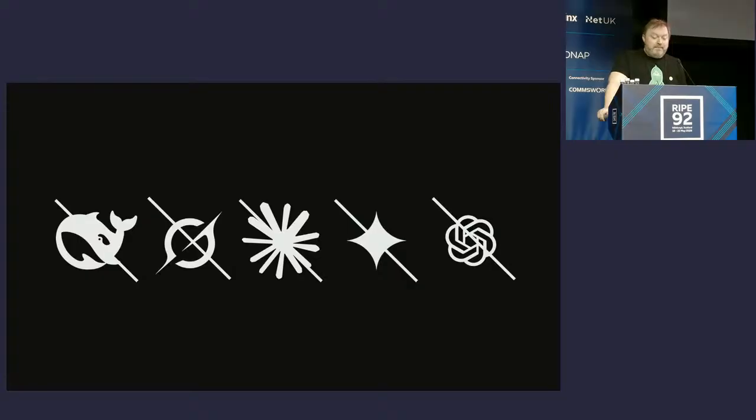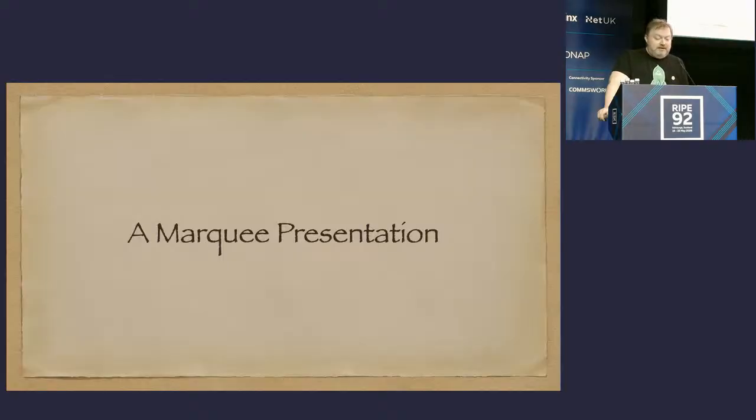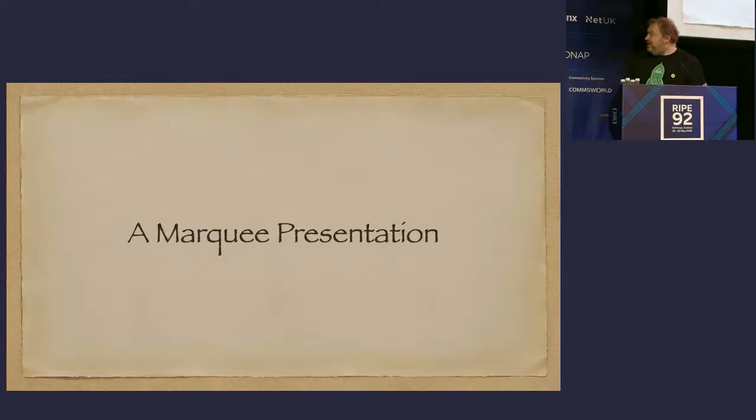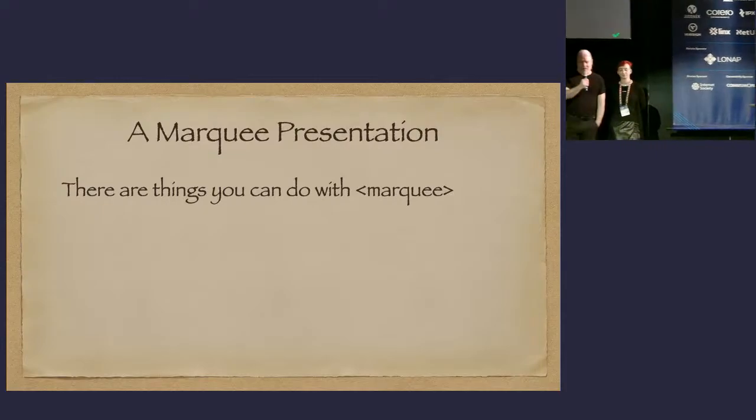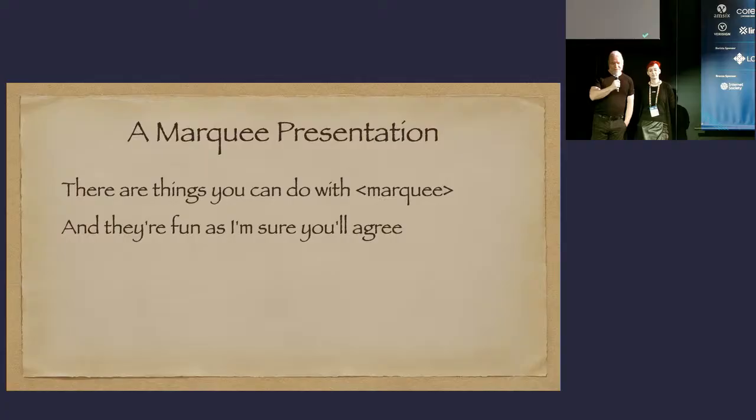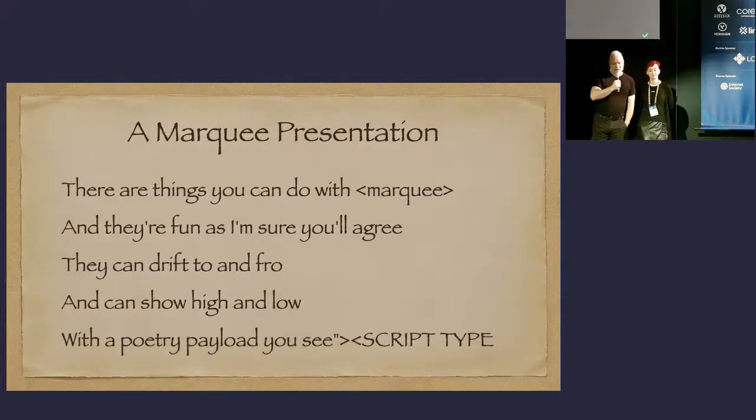Fine. Okay. Well, where to start? Let's start at the start of the meeting, shall we? A marquee presentation. Who wants to do this one? Jan, you want to do this one? A marquee presentation. There are things you can do with marquee, and they are fun, as I'm sure you will agree. They can drift to and fro and can show high and low. What a poetry payload you see.